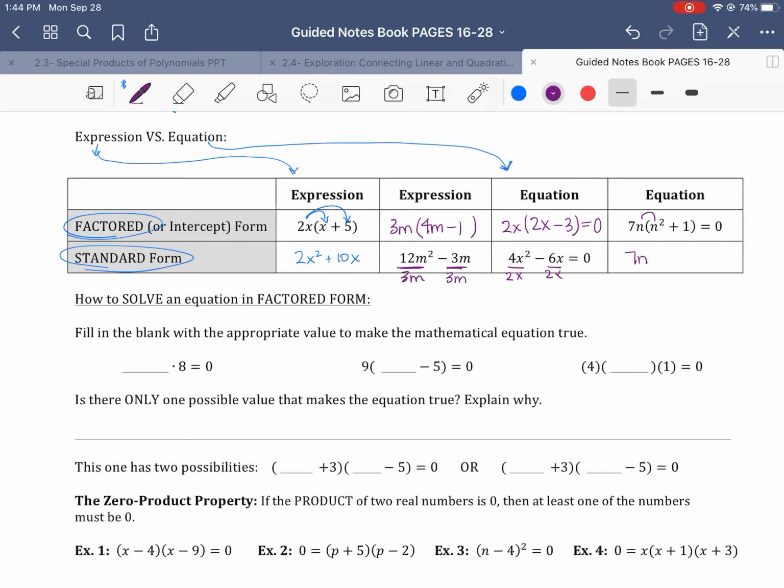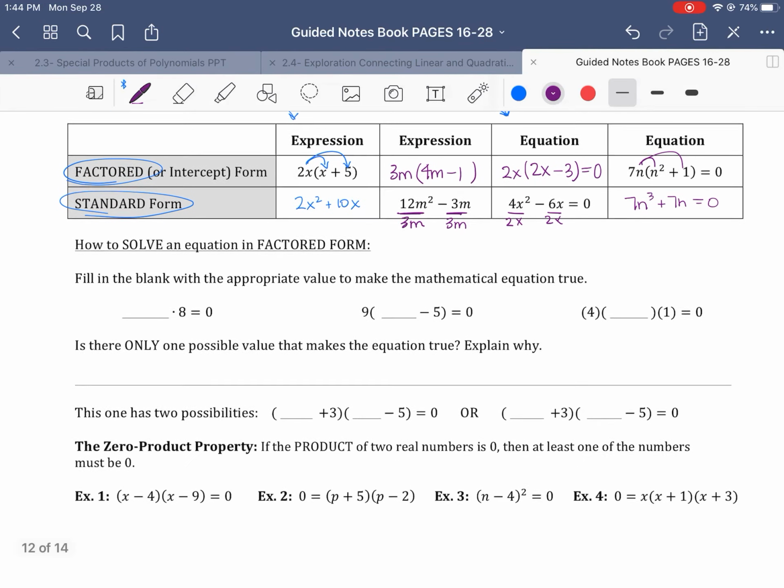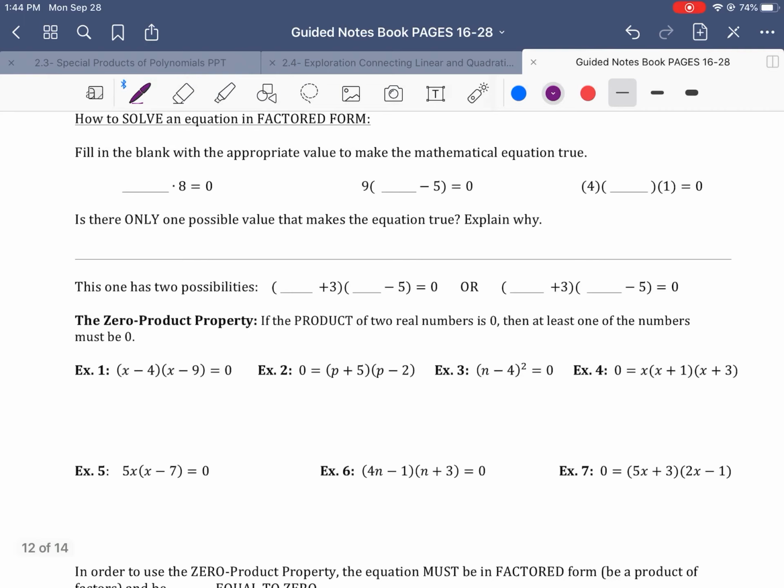And again, we know how to go the other direction. So we could multiply this in and get 7n equals 0. So we just want to be comfortable going both directions so that we can solve. Once it's in factored form, that's the most challenging part. Then we just have to identify the solution.